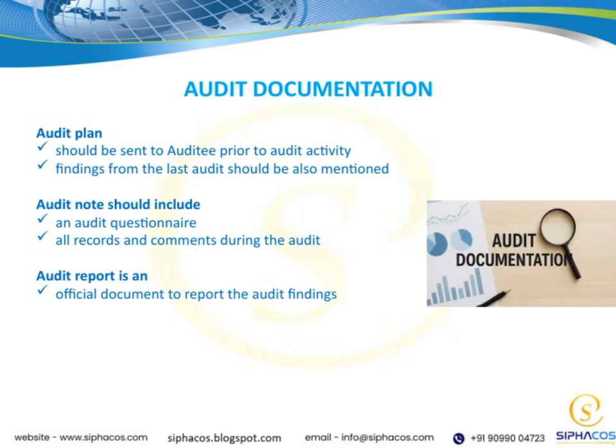Finally, the audit report is an official document that summarizes and reports the audit findings. It serves as the official record of what was observed, assessed, and concluded during the audit process. Proper documentation is vital because it provides transparency and supports any actions taken afterward. Overall, these elements, planning, documentation, and reporting, are interconnected and form the backbone of an effective audit process. They ensure clarity, accountability, and continual improvement.